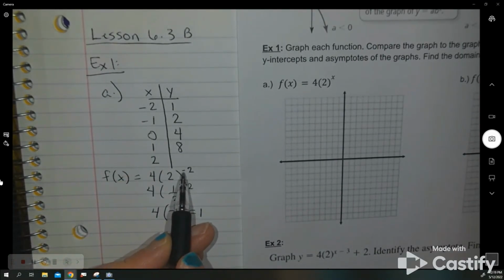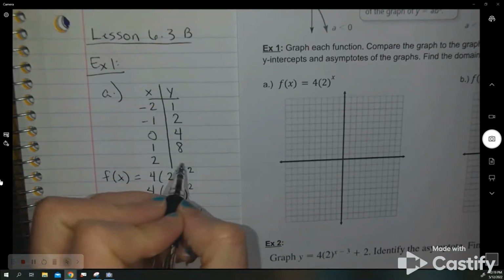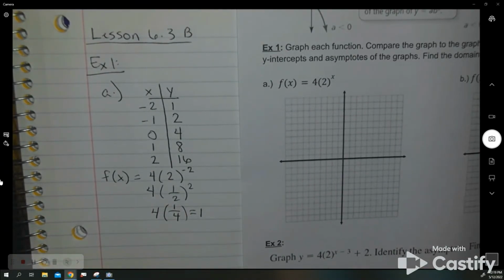2 to the positive 2 power is 4, 2 times 2. 4 times 4 is 16. So now I have 5 points that I can plot on my graph here.